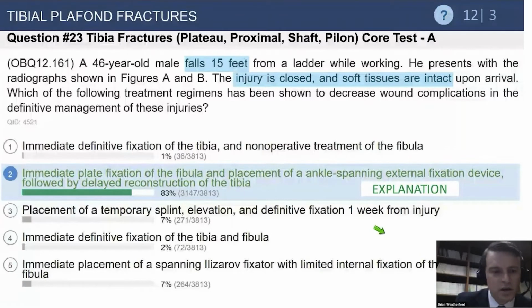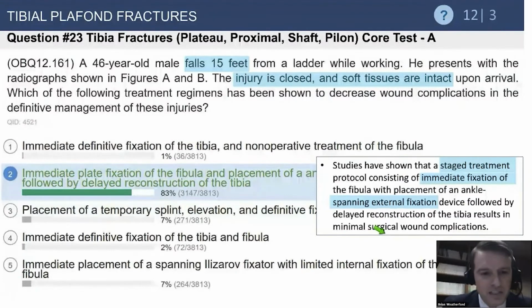Okay, so let's see what we select for our response here. Immediate plate fixation of the fibula and placement of an ankle spanning external fixation device, followed by delayed reconstruction of the tibia. We're going to talk about that a little bit. I think this question may be poorly phrased, or at least the answer choices are poorly phrased. One thing is very clear here, and this is tested time and time again. Staged treatment, that means initial placement of an ankle spanning external fixator with relative realignment and restoration of length of the limb, is absolutely critical in the management. It allows for resolution of soft tissue swelling and then delayed open reduction and internal fixation.